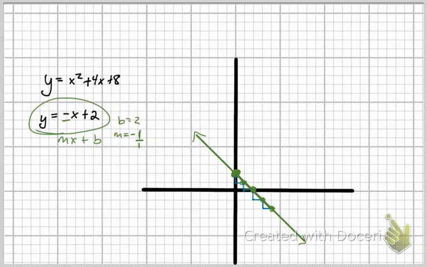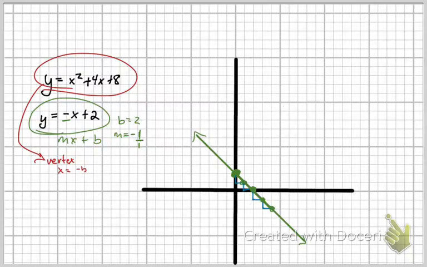Now I'm going to graph the second equation, the quadratic, y is equal to x squared plus 4x plus 8. I know that this one is a quadratic because it has that x squared in it. So the first thing in graphing a quadratic is we have to find the vertex, where x is equal to negative b divided by 2 times a.